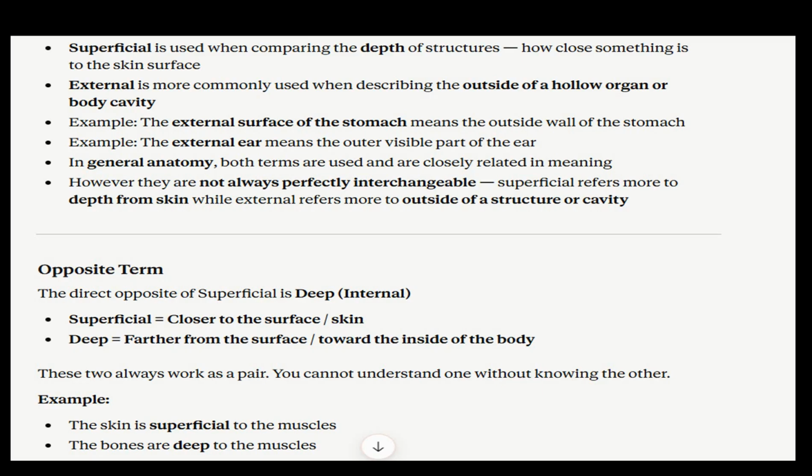This is a very important line. It means it is not interchangeable, but other than that, whatever terminology we have covered so far is interchangeable in nature. So superficial refers more to the depth from the skin, while external refers more to the outside structure of the cavity. You need to keep this in mind, otherwise it might confuse you at the time of answering questions in interviews or exams. Clear? So this is the thing.